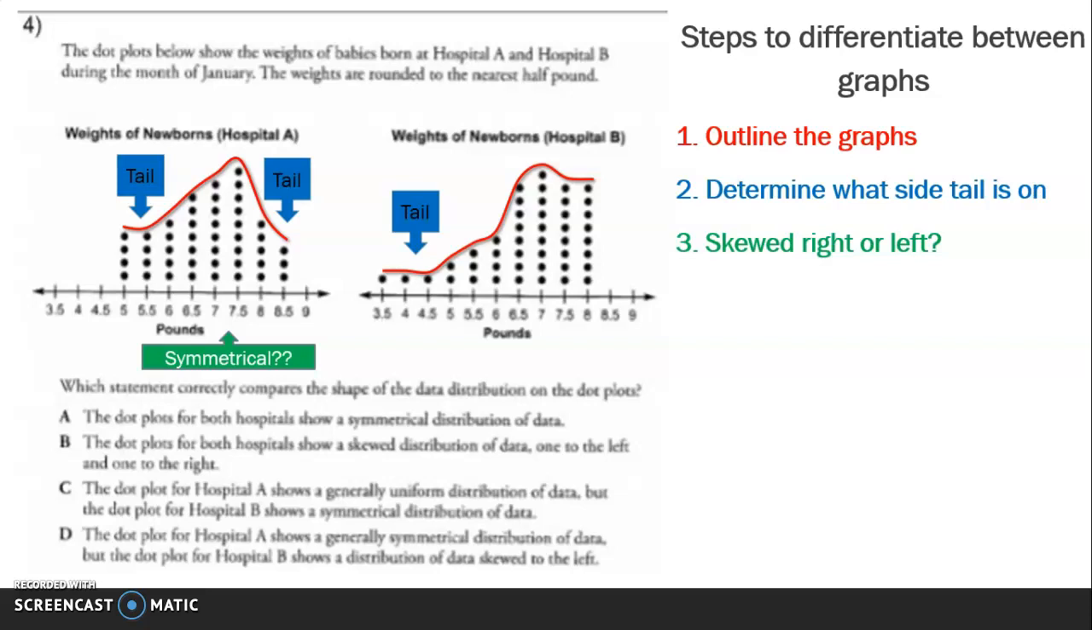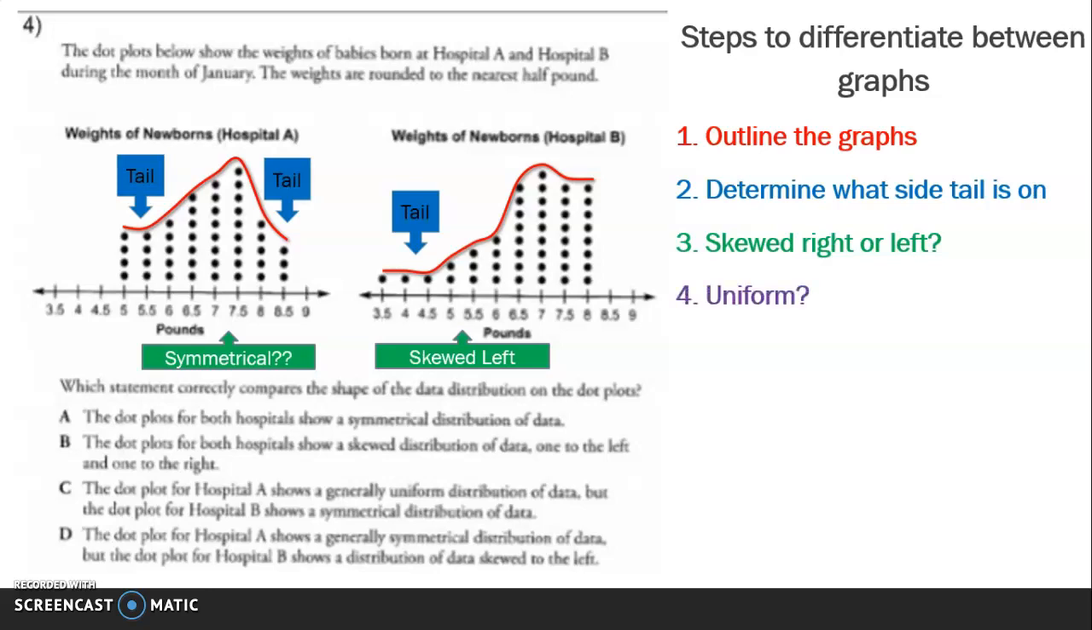Graph B, on the other hand, this would be a skewed graph, right? And specifically, you name the skew by the side that the tail is on. So because this is a left tail, then this is also going to be called a left skewed graph. So left skew, low amounts of data on the bottom side, on the left side, okay?